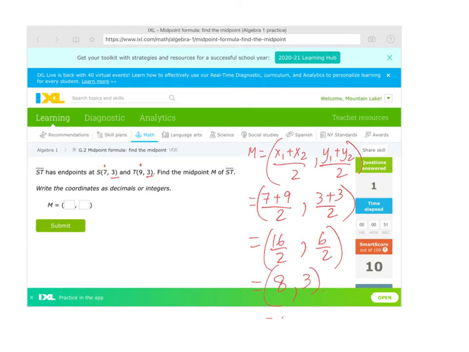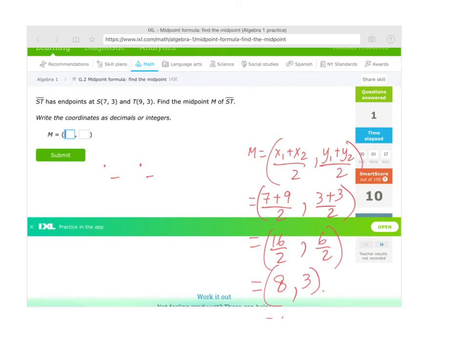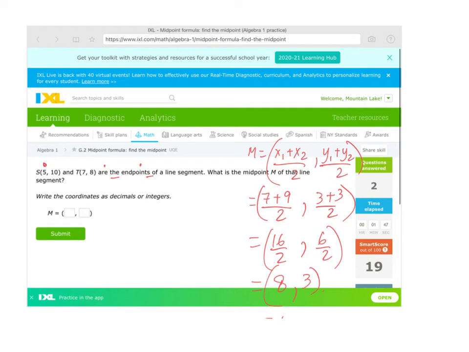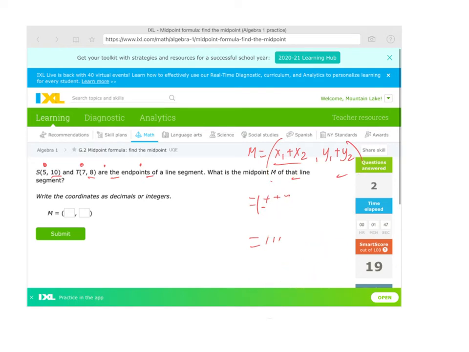So, let's plug these in. 8, 3, enter. So try a few. Remember the location x, y. Okay, so x, y, x, y, x, y, x, y. Remember it that way. Then you'll probably be able to do all the midpoints as needed. Okay, let's try a third one.